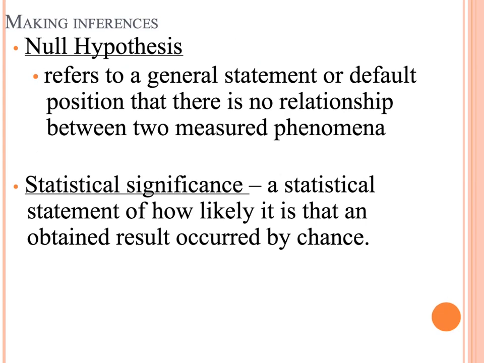The test of the hypothesis consists of administering the drug to half of the people in the study group as a controlled experiment. If the data show a statistically significant change in the people receiving the drug, the null hypothesis is rejected. You only seek to disprove a null hypothesis. Statistical significance is a statistical statement of how likely it is that an obtained result occurred by chance.